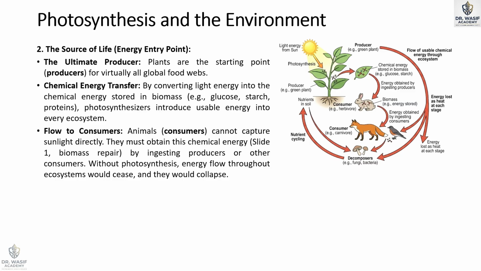So when an animal eats a plant, it is essentially stealing that stored solar energy. This energy then flows through the entire ecosystem. Without photosynthesis, the power to every ecosystem would be cut off and the entire web of life would collapse.